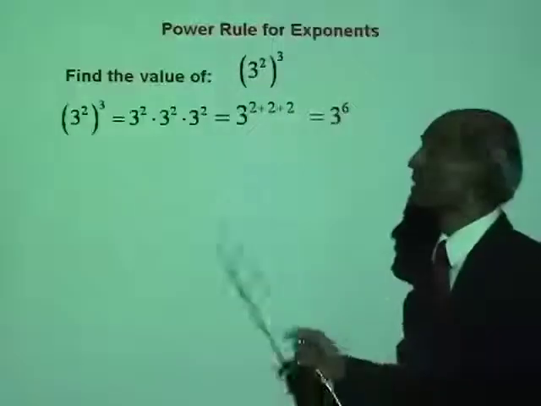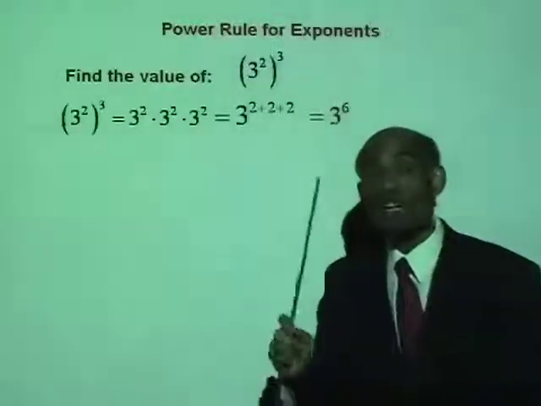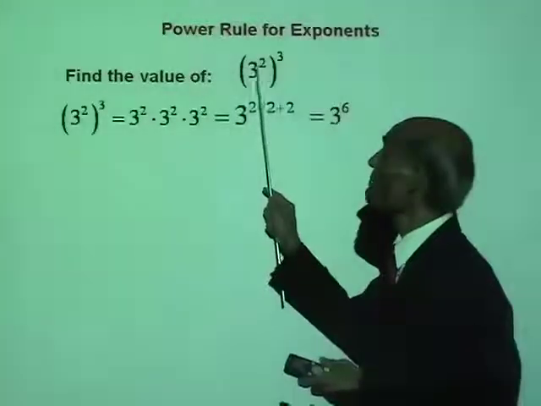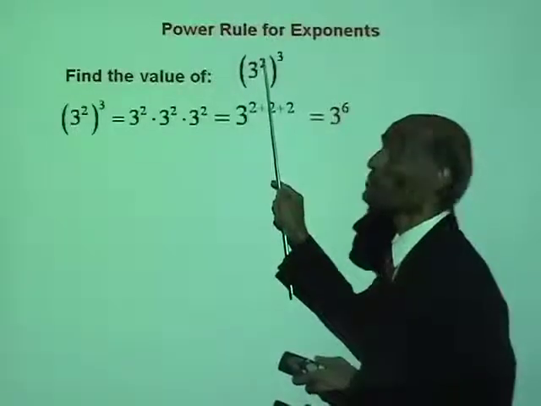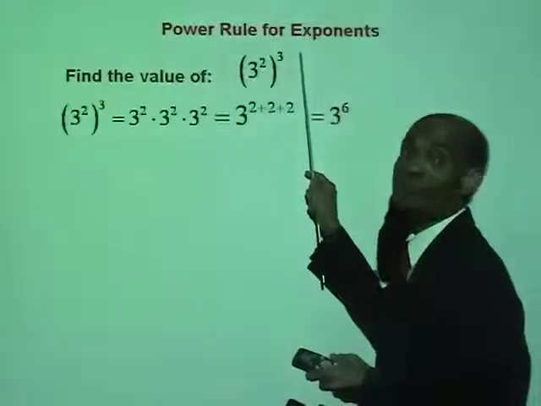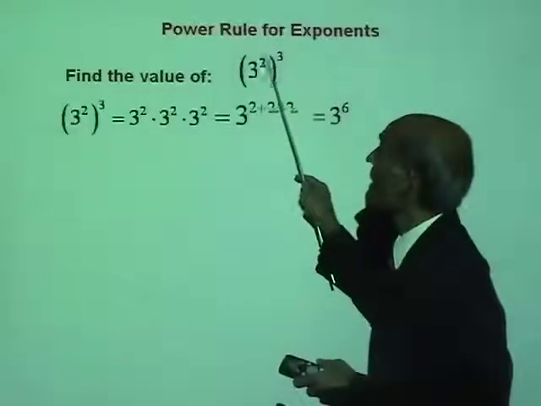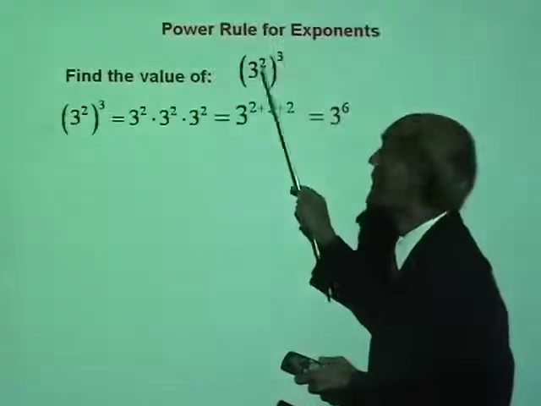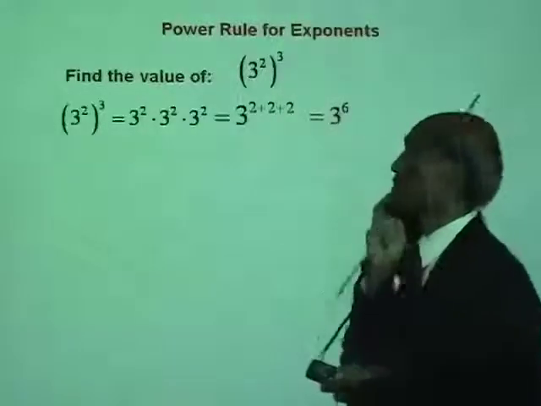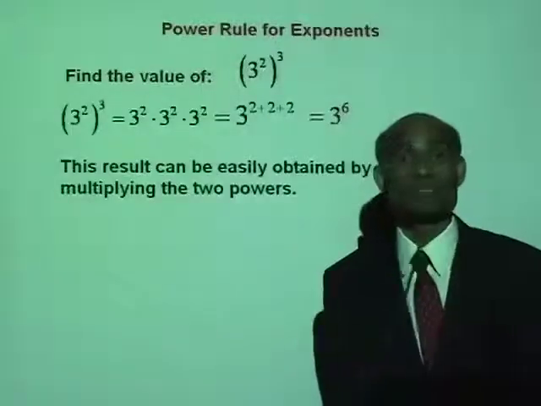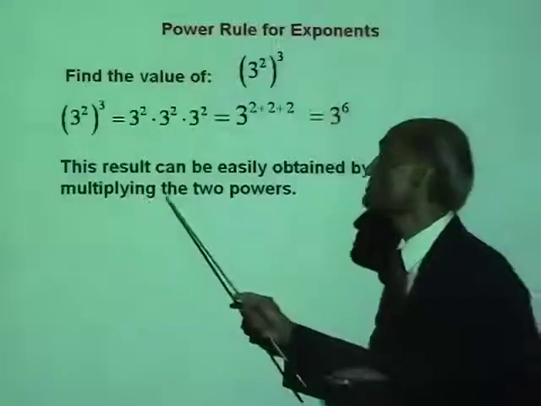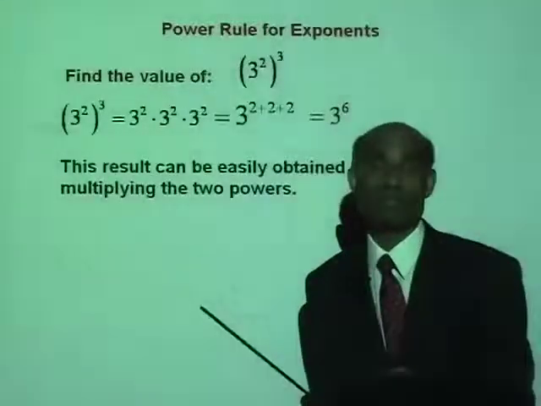Well, looking at this, you now know there is an easier way to come to this answer. Look at the power: 3 to the power of 2 raised to the power of 3. All we need to do is simply multiply the powers. So that will be 3 to the power of 2 times 3, which is 3 to the power of 6. So the result can be easily obtained by multiplying the two powers.